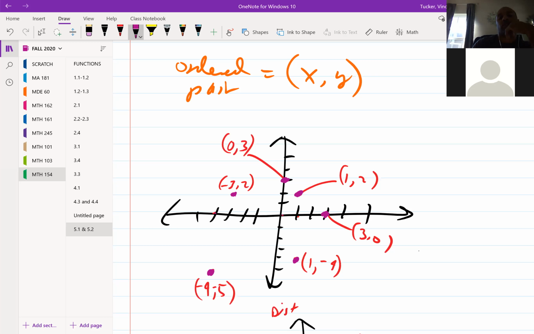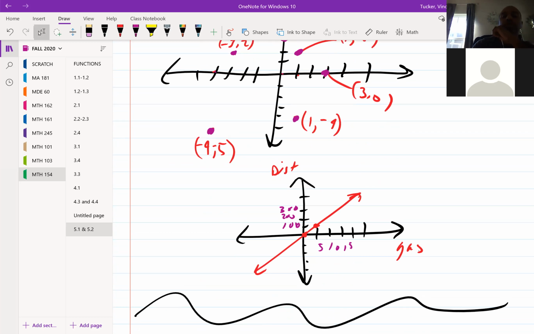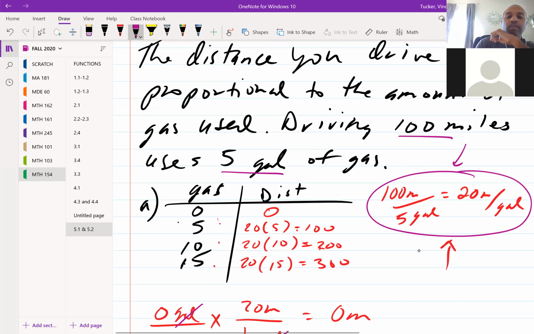All right, so going back to our original points, notice we have the ordered pairs of (0, 0), (5, 100), (10, 200), (15, 300). You can just pick 2 of those points. You don't have to plot all 4. MyMathLab is only going to allow you to plot 2. So we can just do (0, 0) and (5, 100).